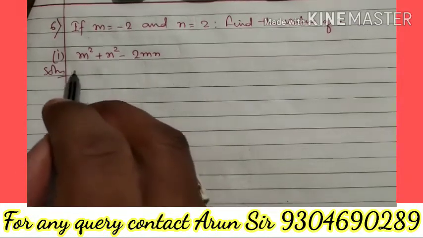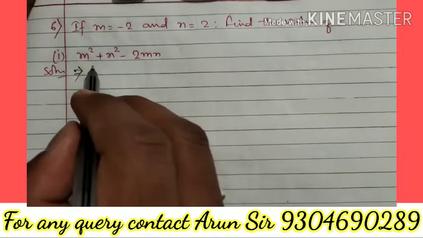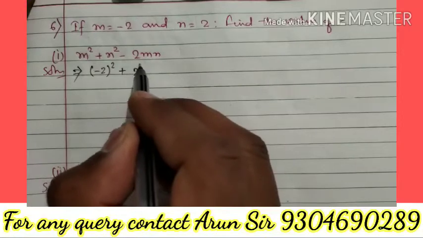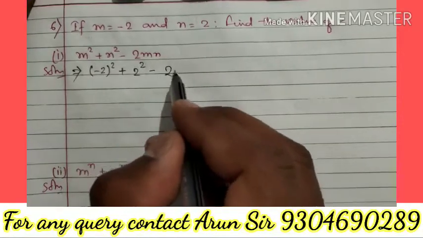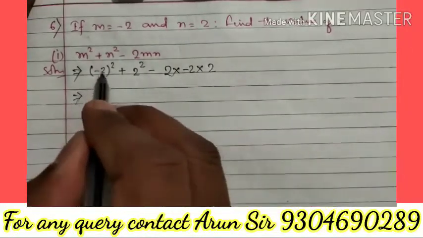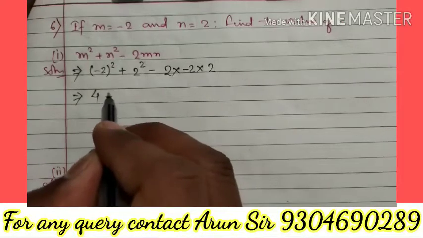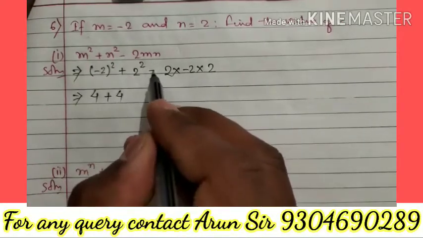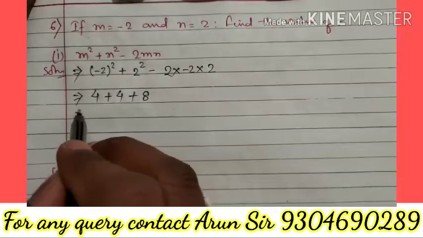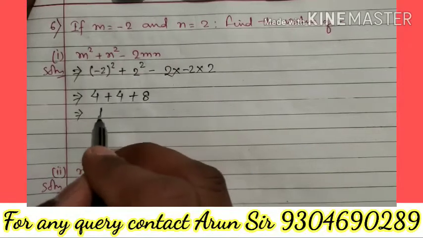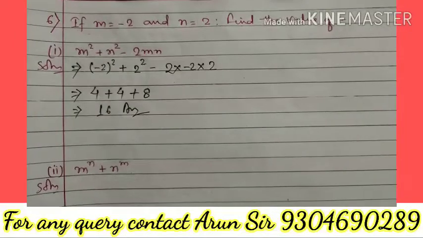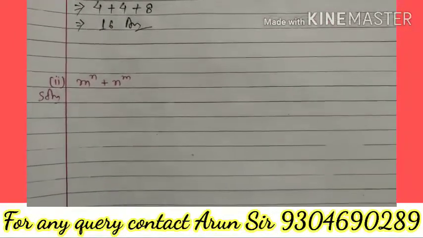Here m square, the value of m is minus 2, so we can write minus 2 square, plus n square, the value of n is 2, 2 square, minus 2mn, 2 into the value of m, minus 2 into n, 2, minus 2 square, minus 2 into minus 2, plus 4, again 2 square, 2 twos are 4, minus into minus is plus, 2 twos are 4, 2 fours are 8, 4 plus 4 is 8, 8 plus 8 is 16. This is a very easy question and you can solve it easily also. Answer will be 16.